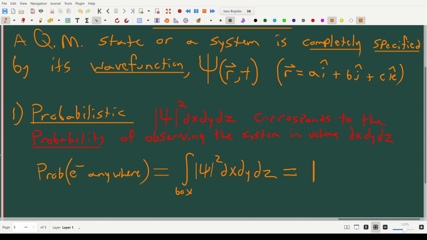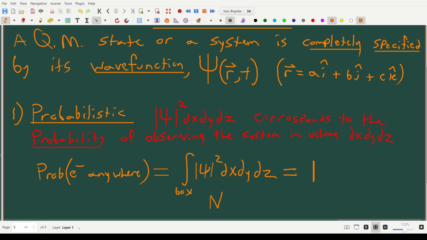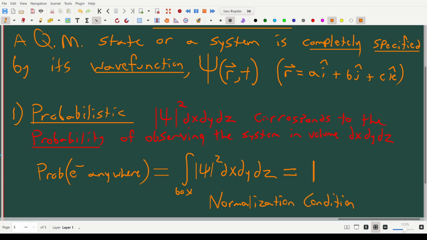Okay. So this gives us a condition. A proper wave function for our system, when you square it and integrate it over the entire space of the system, gives you a 1 back, right? Which implies that there's a 100% probability of finding the electron anywhere in the box. This is what we call our normalization condition. Any proper wave function, the integral of its square has to be equal to 1.